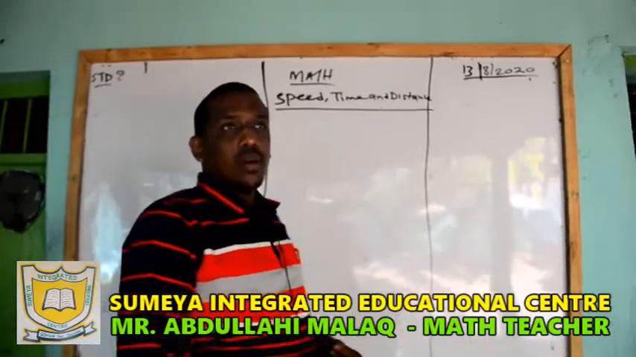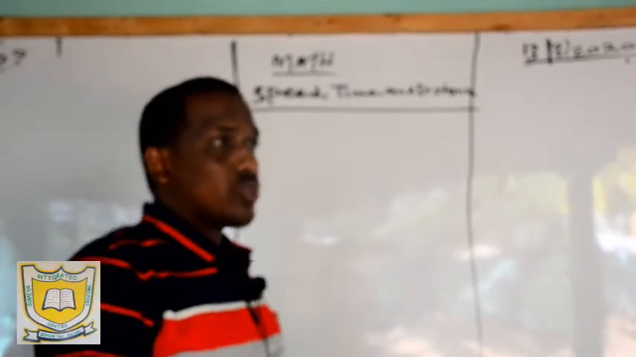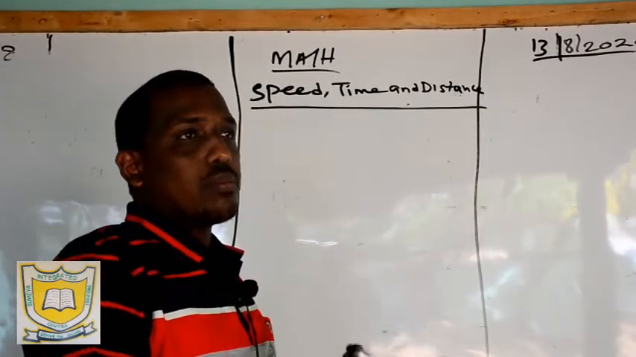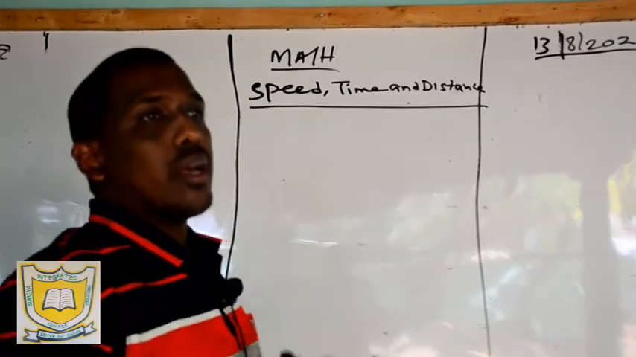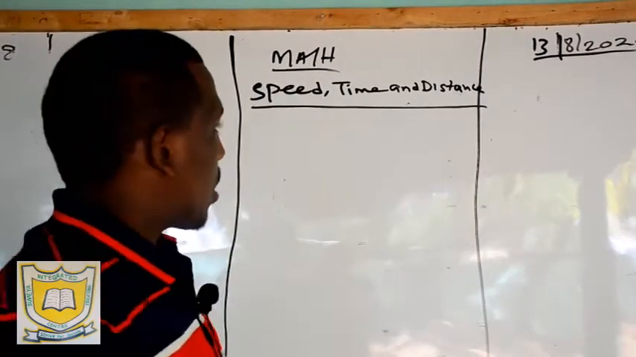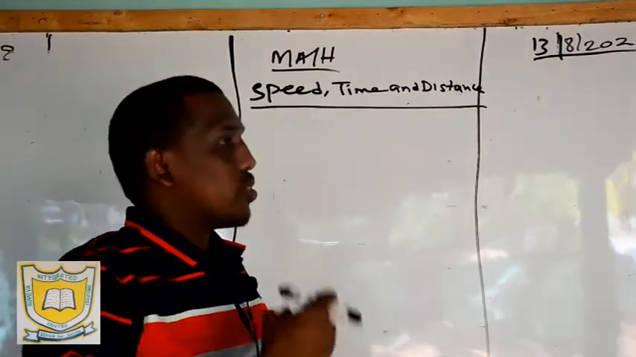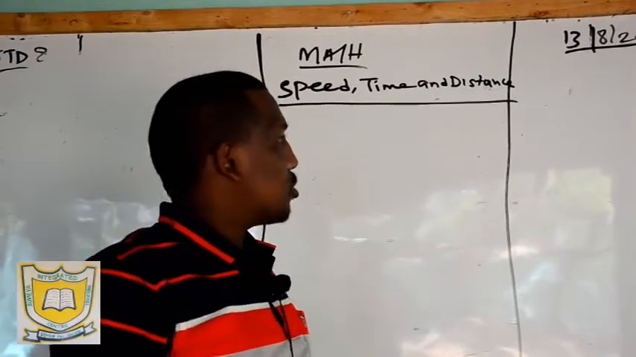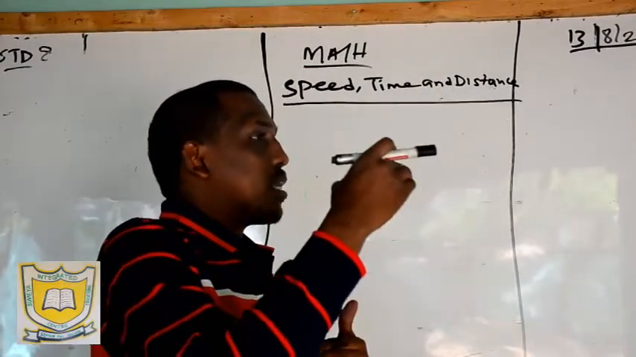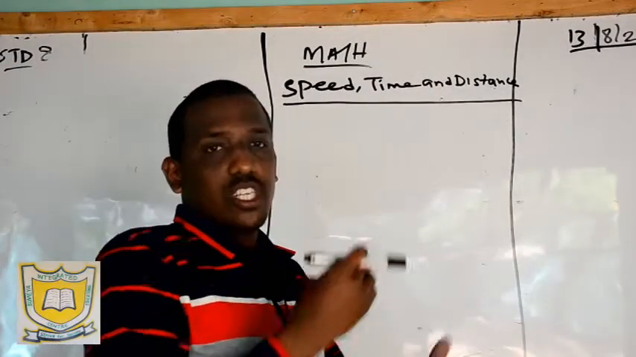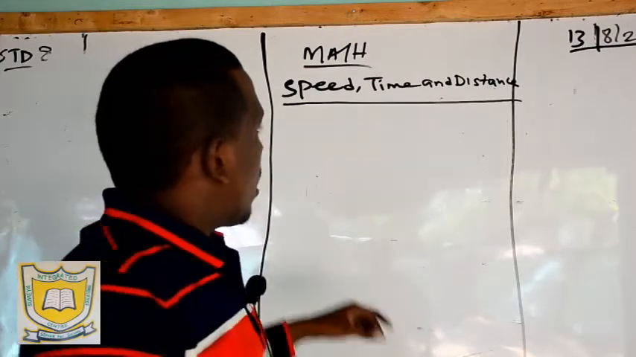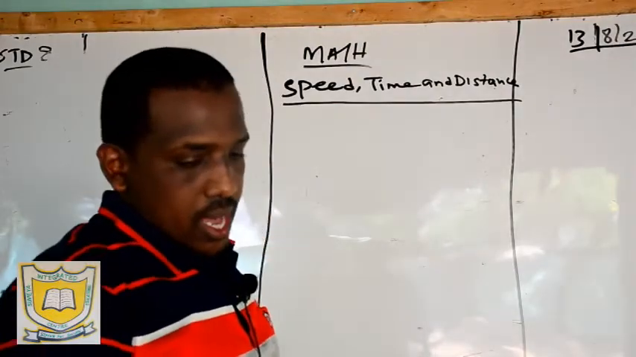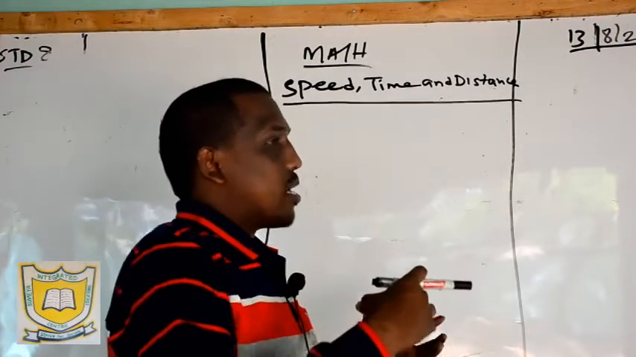Remember, in our previous lesson we were changing meters per second into kilometers per hour and kilometers per hour into meters per second, whereby we introduced short formulas. When you are changing meters per second into kilometers per hour, you say 18 over 5. And when you are changing kilometers per hour to meters per second, it is vice versa, you make that formula reciprocal.